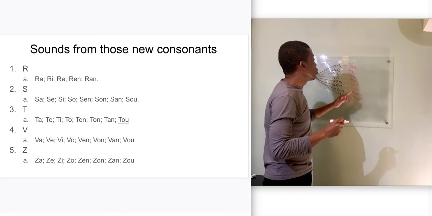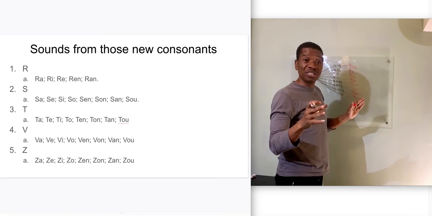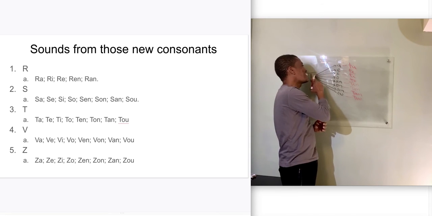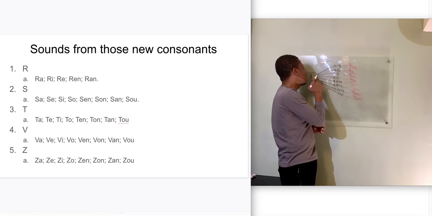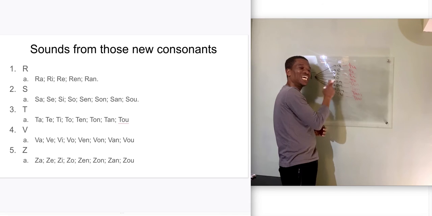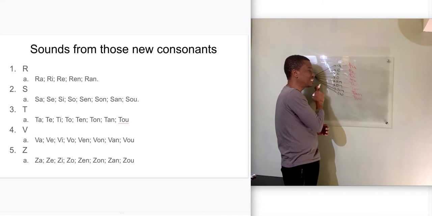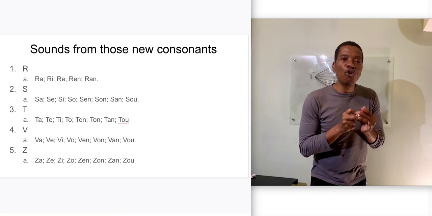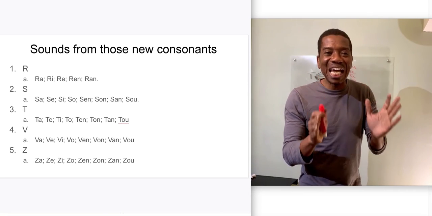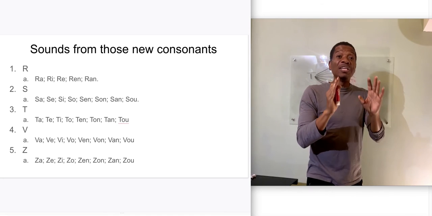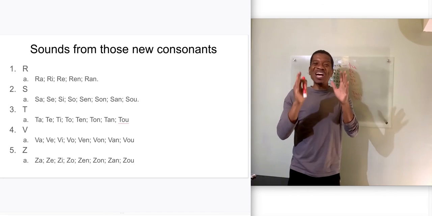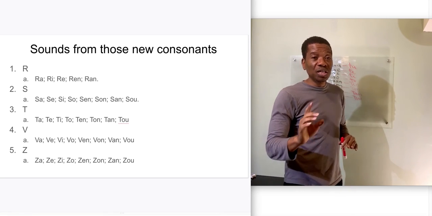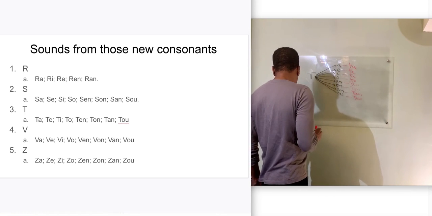Now remember, those are not necessarily real words. So it's just the sounds that we're putting together. So t, a, ta, t, e, te, t, i, ti, t, o, to, t, en, ten, t, on, ton, t, un, ten, t, ou, tou. Now remember, wherever you see those, they are still gonna be pronounced the same way. That's the advantage we have in Creole. Wherever you see them, in whatever the word, they're still gonna be pronounced the same way. That was for letter T.